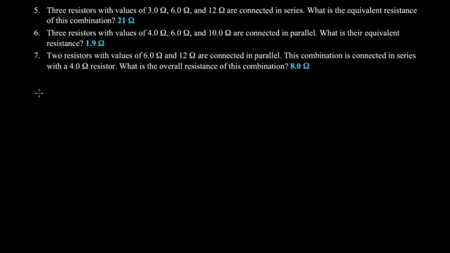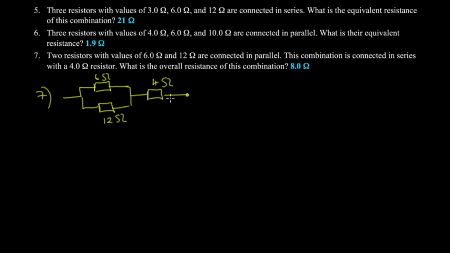So 7, let's see, 2 resistors with values this and this are connected in parallel. Now you're given, it says 2 resistors, so the 6 ohm resistor and the 12 ohm resistor, they are connected in parallel, okay? The combination is then connected in series with the 4 ohm resistor, okay? So now you're asked, what's the total equivalent resistance?